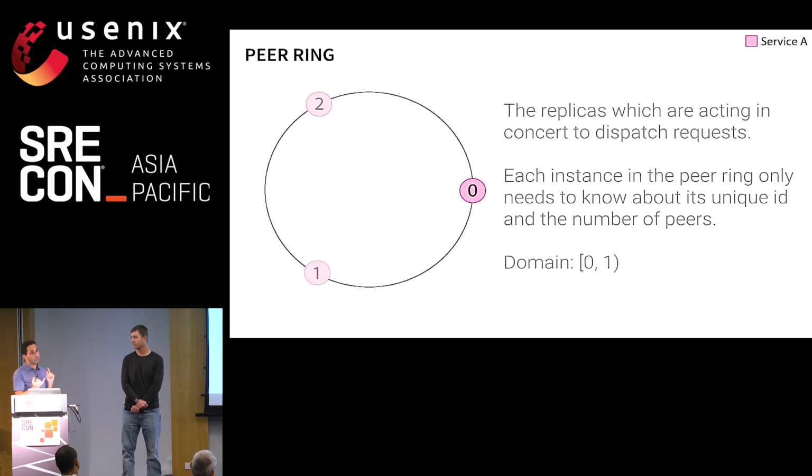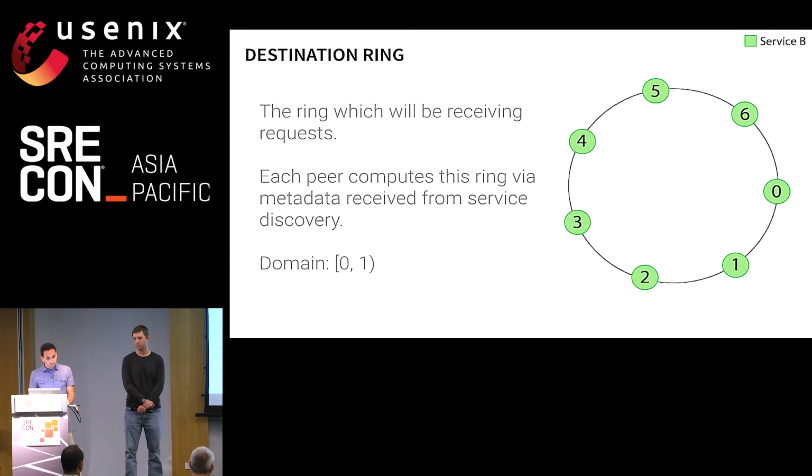Each instance needs a unique ID. It's usually an integer that we can order. And it needs to know how many other peers there are, so how many others like it there are. With these two pieces of data, we can compute the position of any respective instance such that they're all equidistant on this ring. And I do want to highlight that the domain here is 0, 1. It doesn't have to be 0, 1, but in our implementation we're using that. The important piece here is that the domain is shared between the various rings. And we'll see how we use that later on.